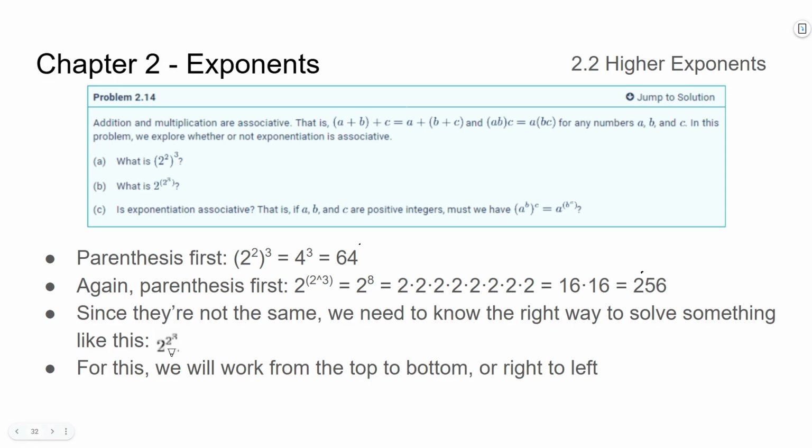So this is kind of a copy and paste of a small image here, so I don't know if you can read it, but this is 2 to the 2nd to the 3rd without any parentheses. So we need to decide how we're going to do this. What's the right way to do this?